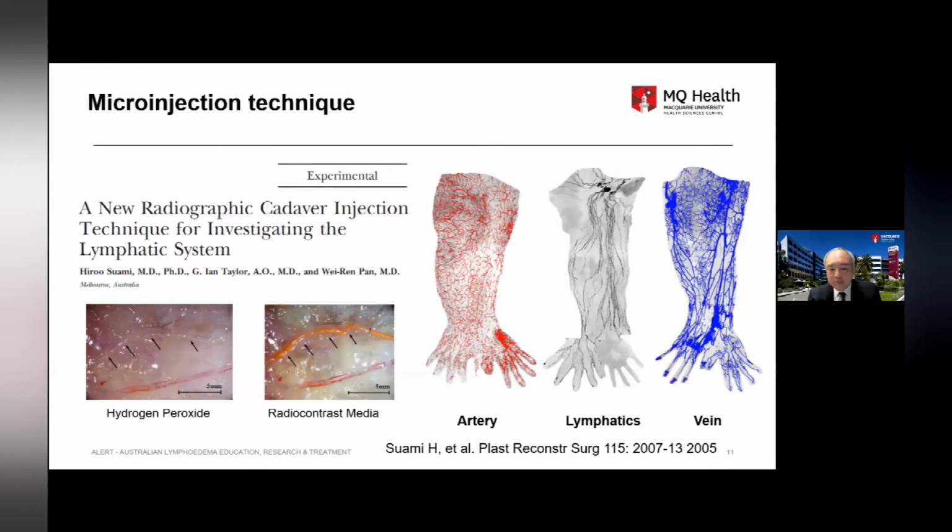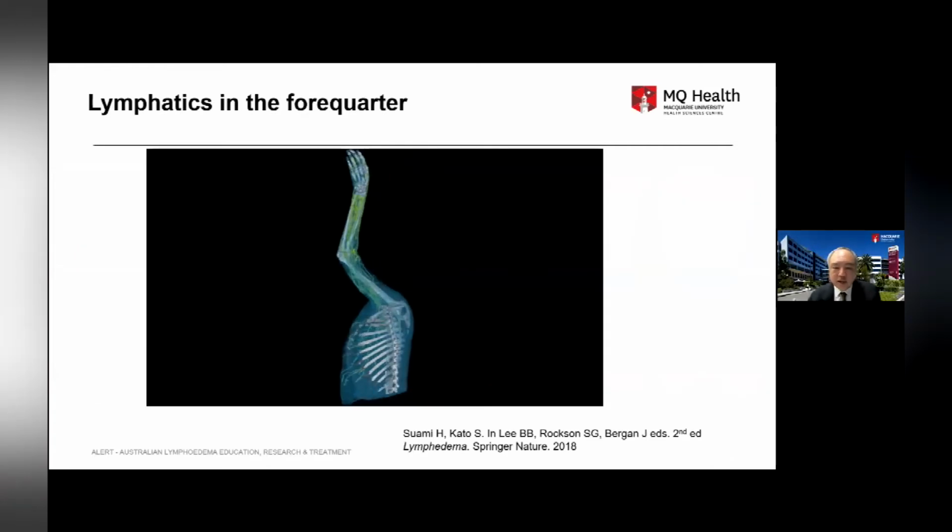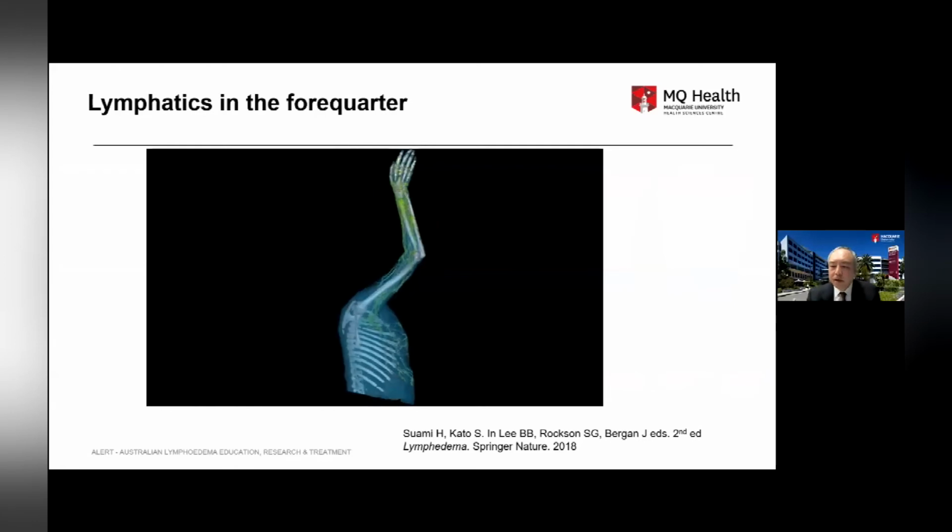Because I have a microsurgical skill, I can cannulate the lymphatic system and then inject radio contrast media or dye to demonstrate the lymphatics. After injecting the contrast media, this is one of my dissected specimens in the forequarter, and I took a 3D CT to demonstrate the relationship between the lymphatics from the arm and the lymphatics from the torso.